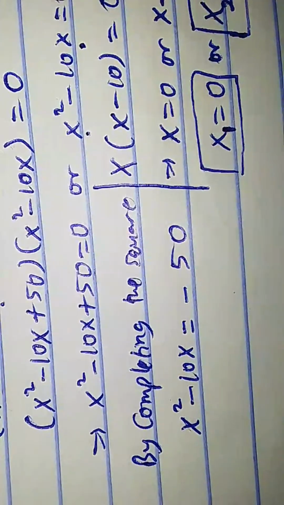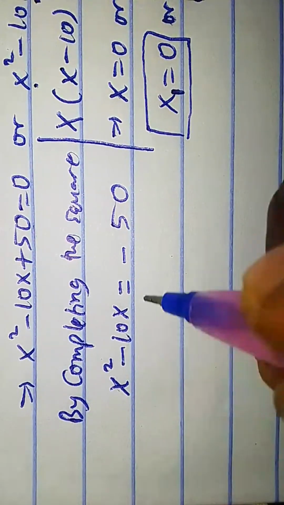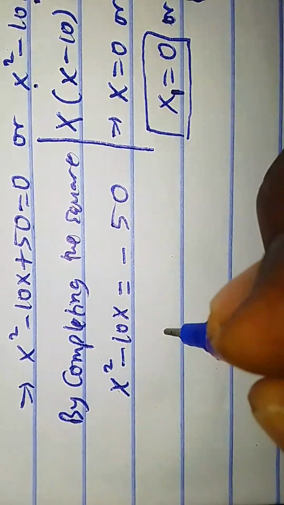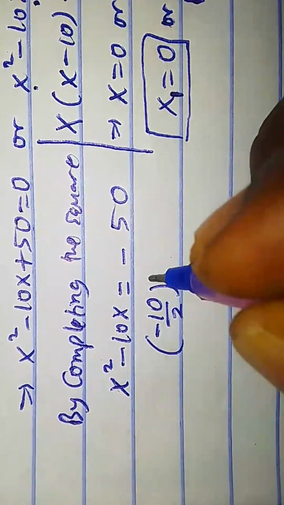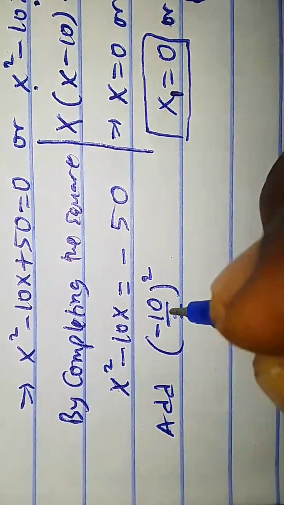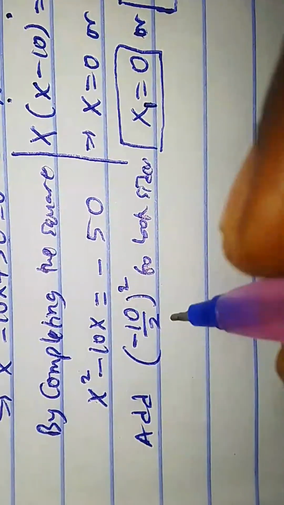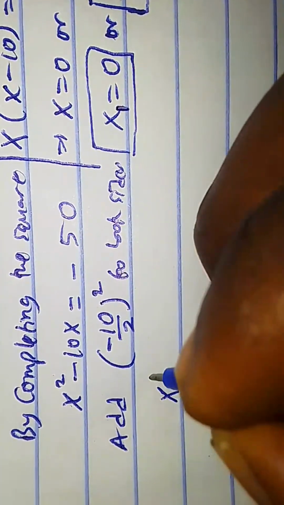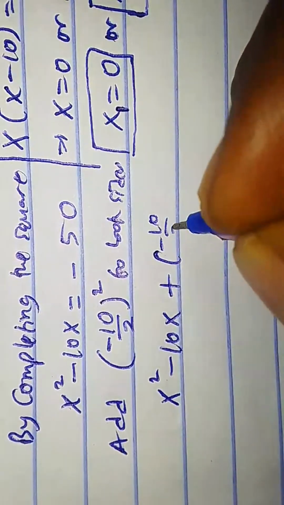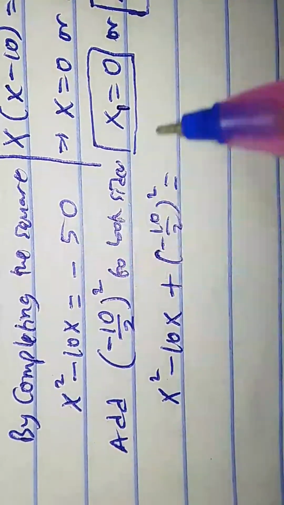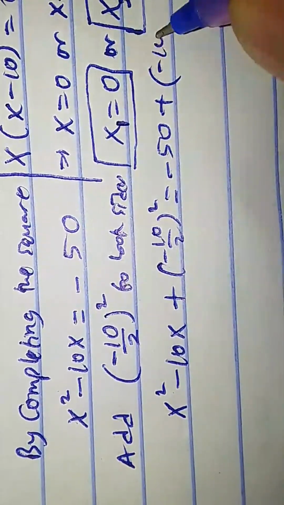Now, let us add half of the coefficient of x and at the same time square it to both sides. The coefficient of x here is −10. Half of it will be −10 divided by 2, and we square it. So add this to both sides. So that will be x² − 10x + (−10/2)² = −50 + (−10/2)².